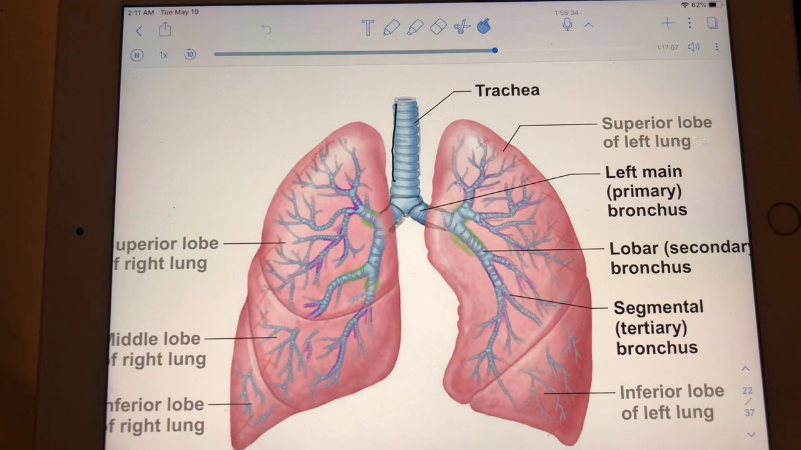Here's our trachea. Oh, sure enough, underpants. What's that region called? Carina. Okay. And then we see our first branching event. In fact, maybe these are Carina's legs, right? These two, left and right, these are primary bronchi. Primary bronchi, okay?